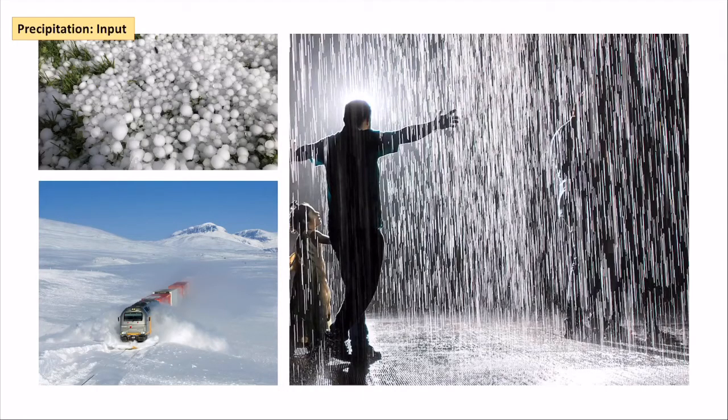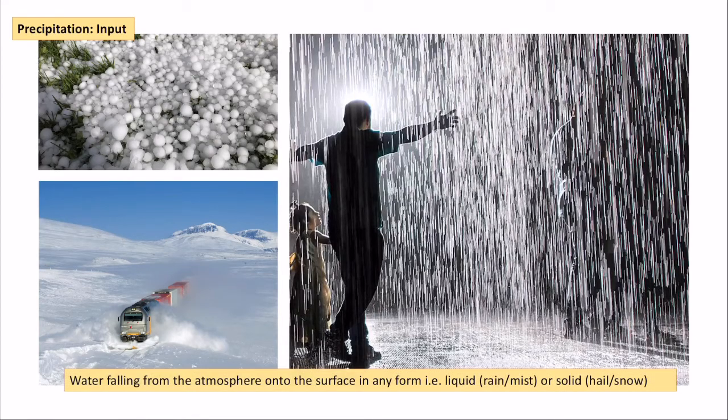I'm now going to talk a little bit more about the processes in depth, some definitions and the characteristics and things that change about them. So precipitation, it comes in many forms, but essentially it's water falling from the atmosphere, and it can come in the form of liquid or solid. We've got examples of hail on the top left, snow, and the most obvious one, which is rain.